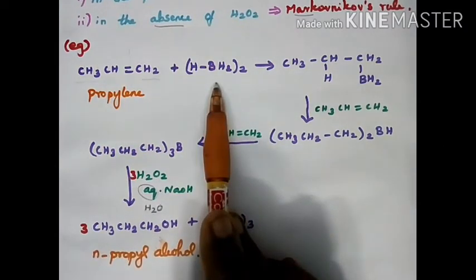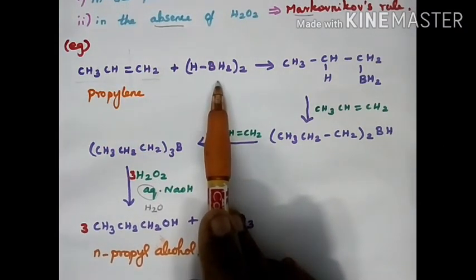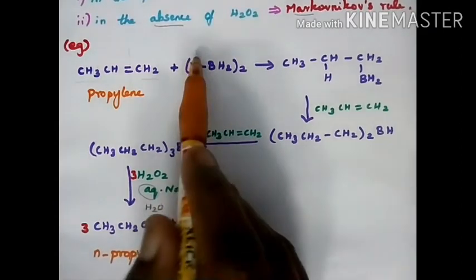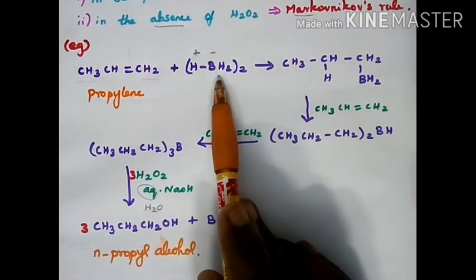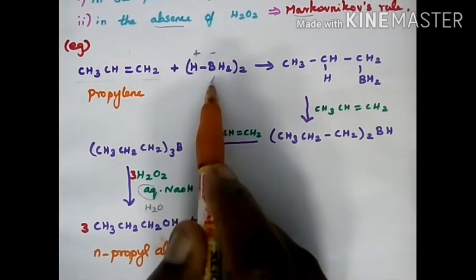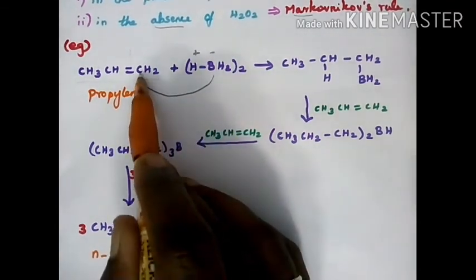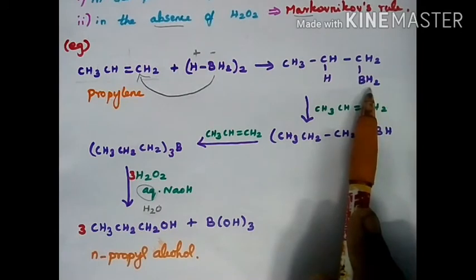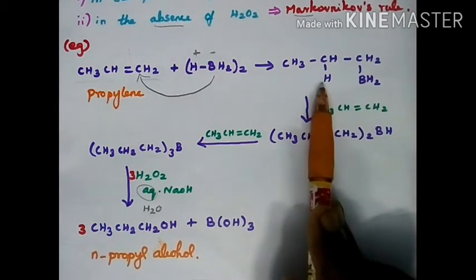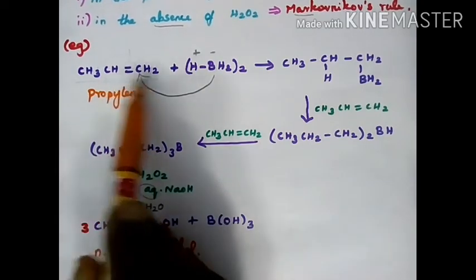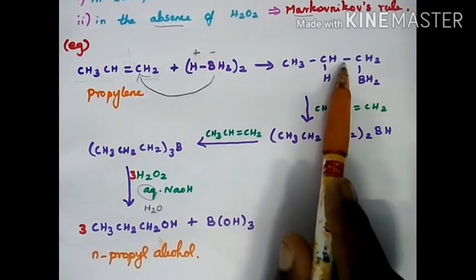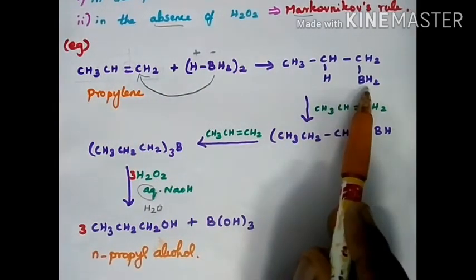The reagent is diborane. This is diborane. BH3 twice can be written as HBH2 twice. Hydrogen plus, this minus. So the negative part of the addendum goes to the carbon carrying more number of hydrogen. So we get BH2 here and hydrogen here. Addition reaction, simply remove one bond and here one, here one. So remove one bond, here hydrogen and here BH2.